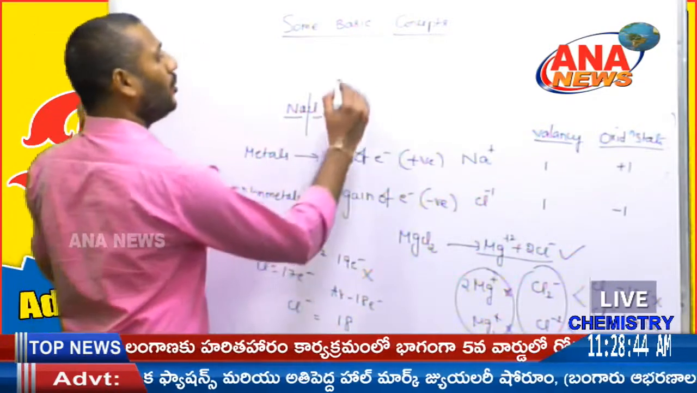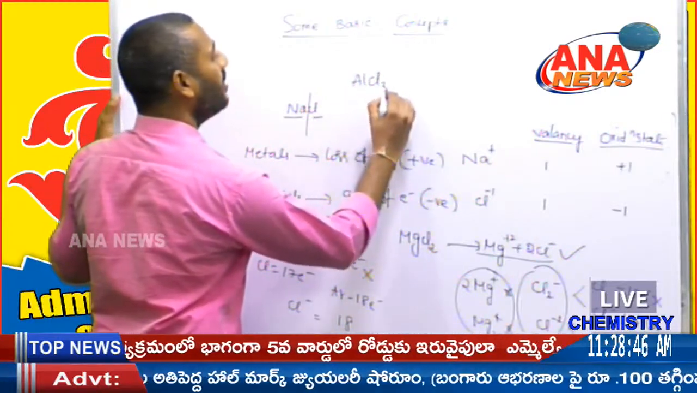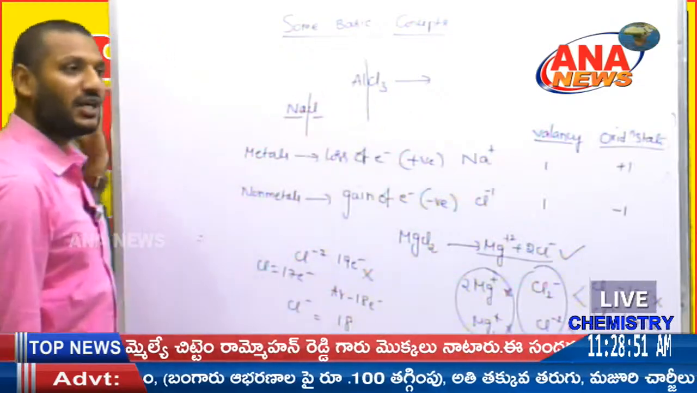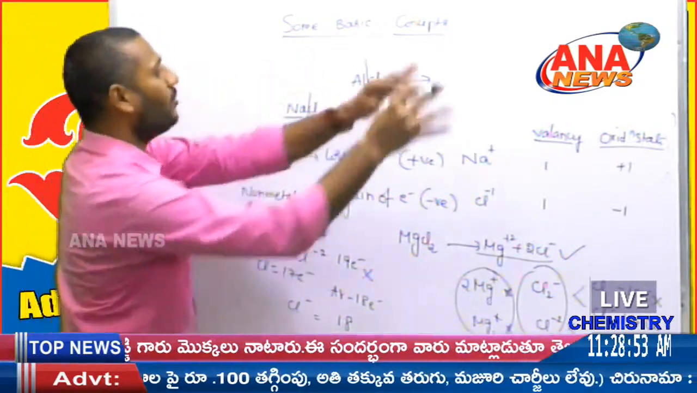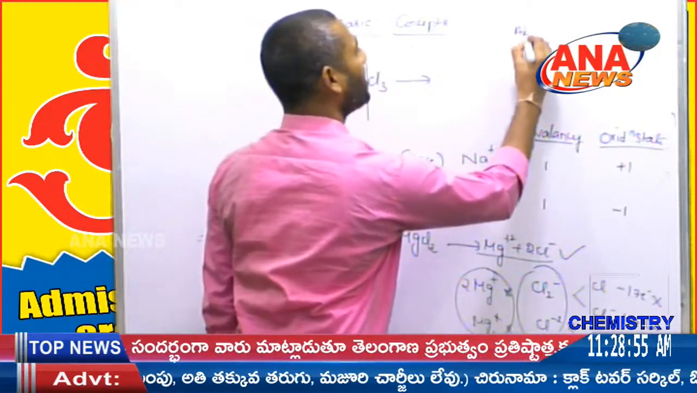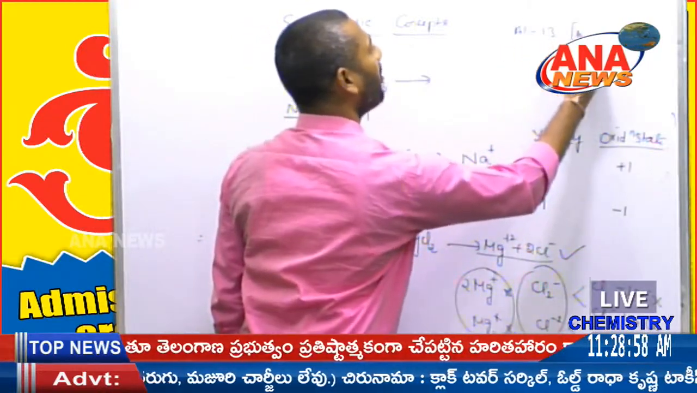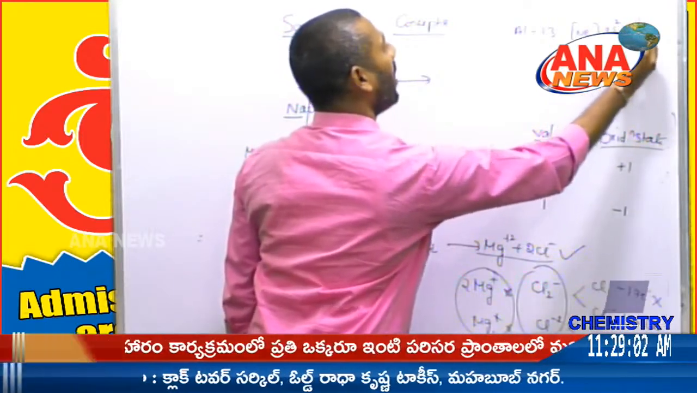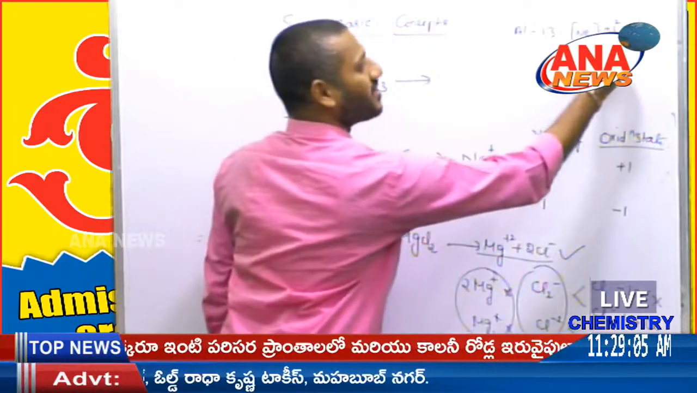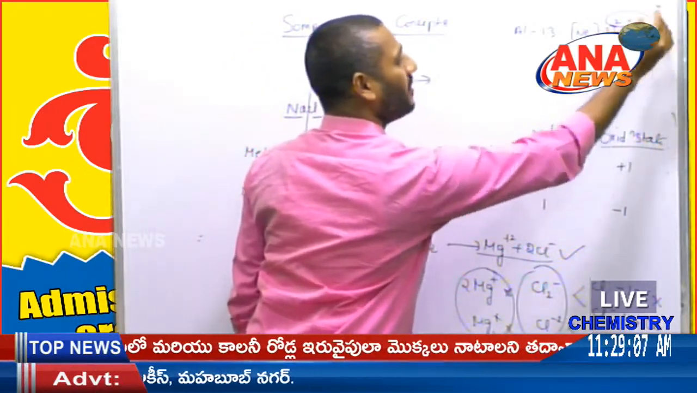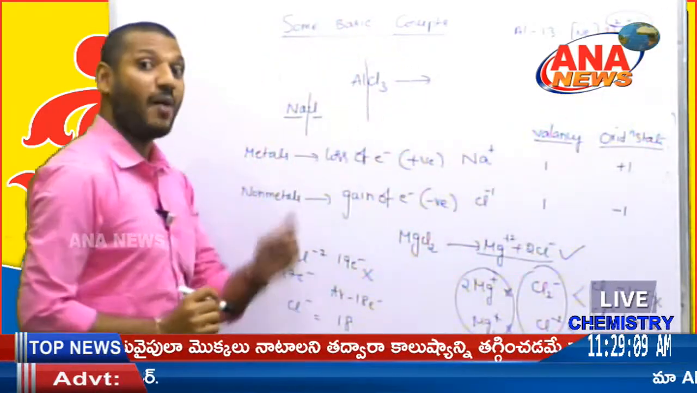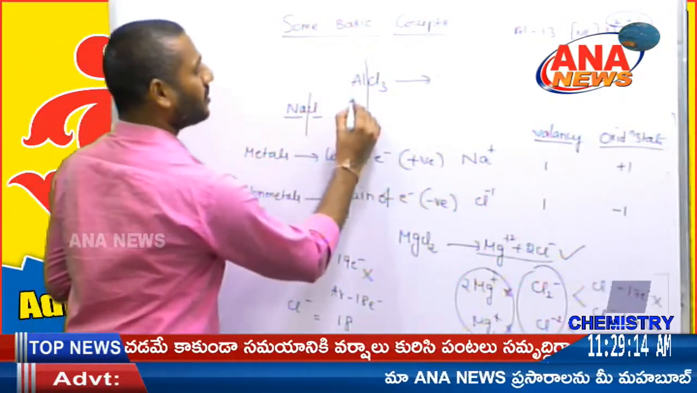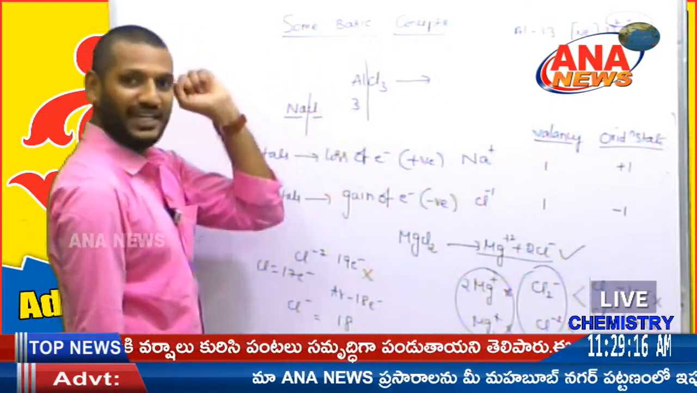MgCl2. Similarly, go to AlCl3. We don't know the group number of aluminum, so go to the same basic concept. Aluminum has atomic number 13. The outermost configuration is neon 3s2 3p1. What is the group number? The summation of the powers is 2 plus 1 equals 3. So the group number up to the 4th group is equal to the valency, that is 3. So it loses 3 electrons.